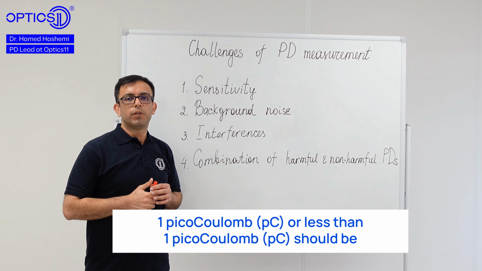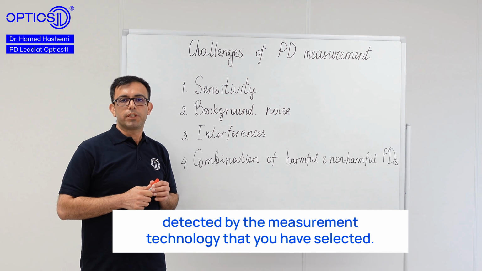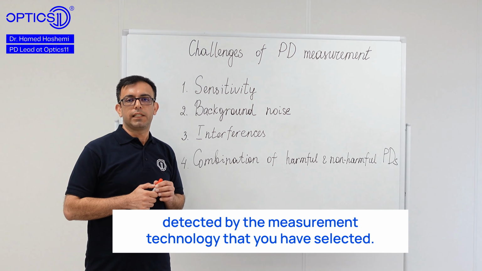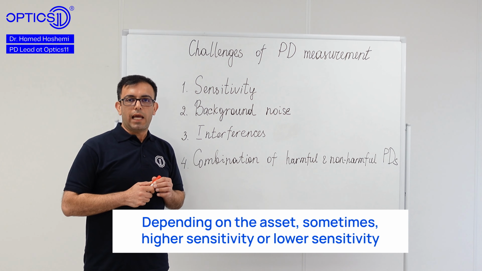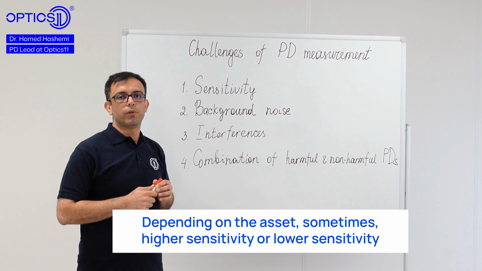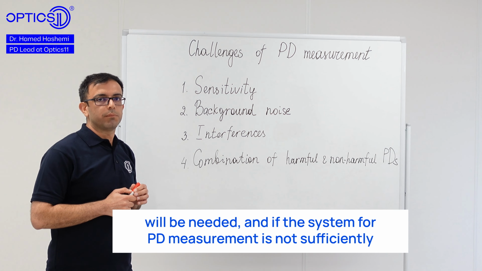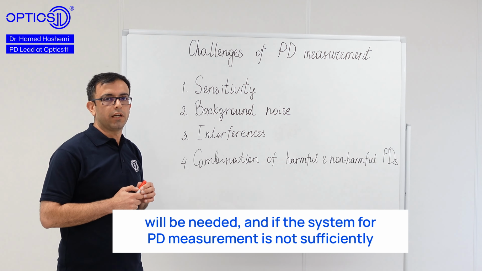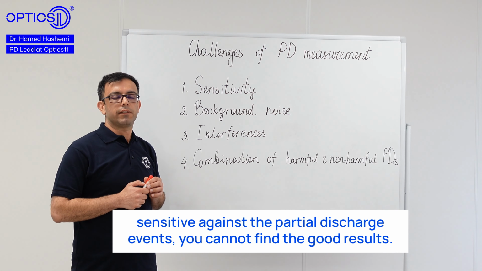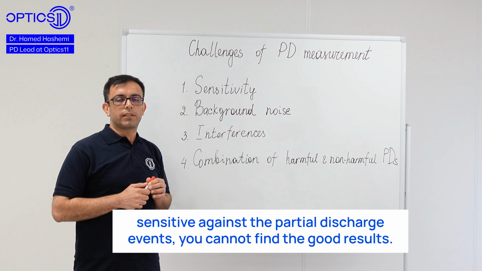1 picocoulomb or less than 1 picocoulomb should be detected by the measurement technology that you have selected. Depend on the asset, sometimes higher sensitivity or lower sensitivity will be needed. And if the system for PD measurement is not sufficient sensitive against the partial discharge events, you cannot find the good results.